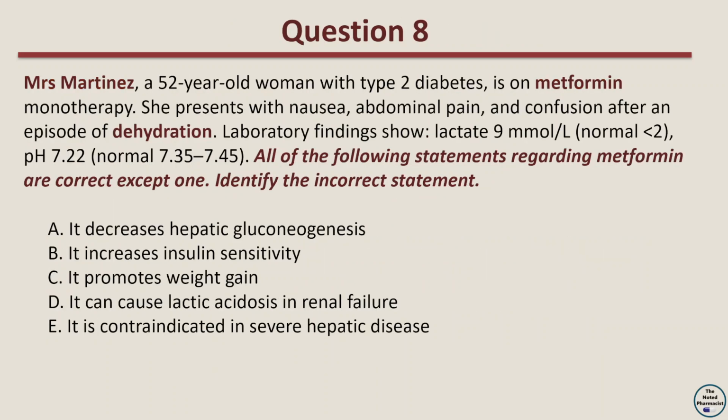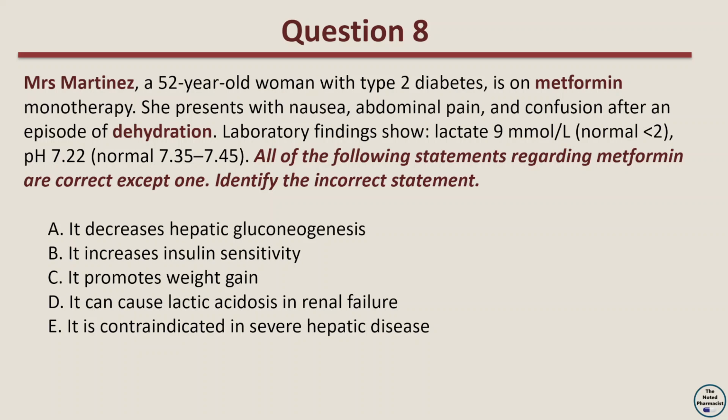Question 8. Mrs. Martinez, a 52-year-old woman with type 2 diabetes, is on metformin monotherapy. She presents with nausea, abdominal pain, and confusion after an episode of dehydration. Laboratory findings show lactate 9 millimoles per liter, with a normal value of less than 2, and pH 7.22, below the normal range of 7.35 to 7.45. All of the following statements regarding metformin are correct except one.